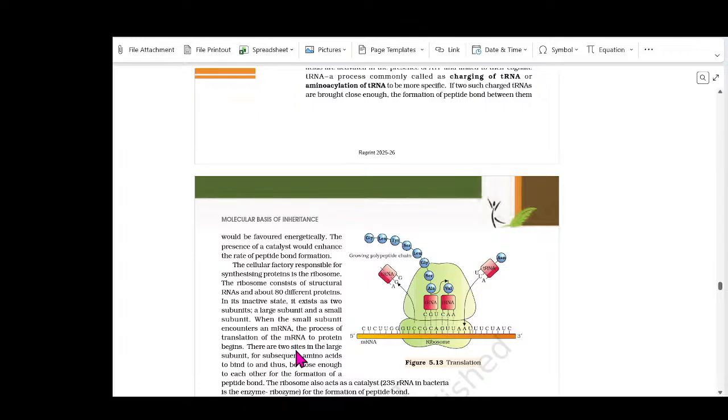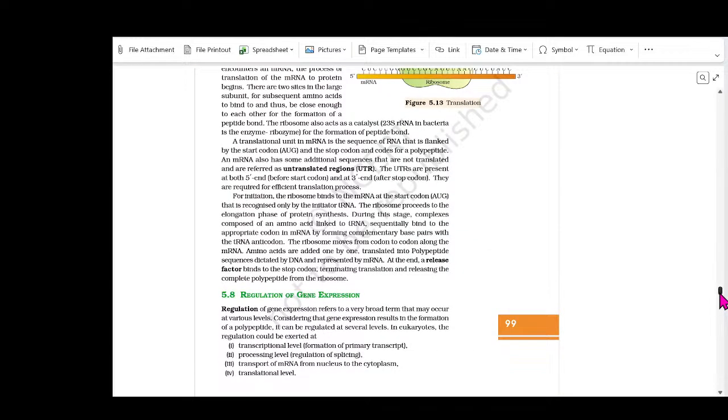There are two sites in the large subunit for subsequent amino acids to bind to, and thus be close enough to each other for the formation of a peptide bond. The ribosome also acts as a catalyst. 23S ribosomal RNA in bacteria is the enzyme, a ribozyme, for the formation of the peptide bond.